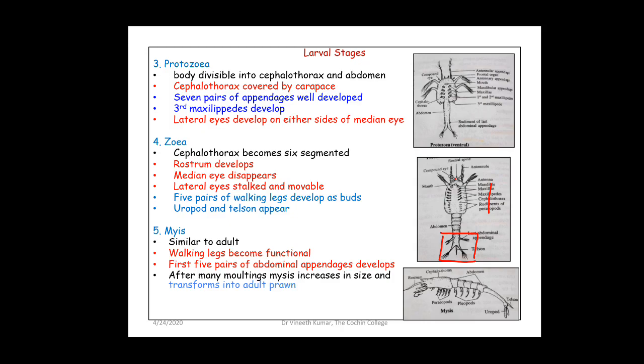and now after many molts, the zoea is transformed into the last larval stage of Penaeus, which is called the mysis. As you can see in the diagram, the mysis is somewhat similar to the adult Penaeus, but it is very small in size.